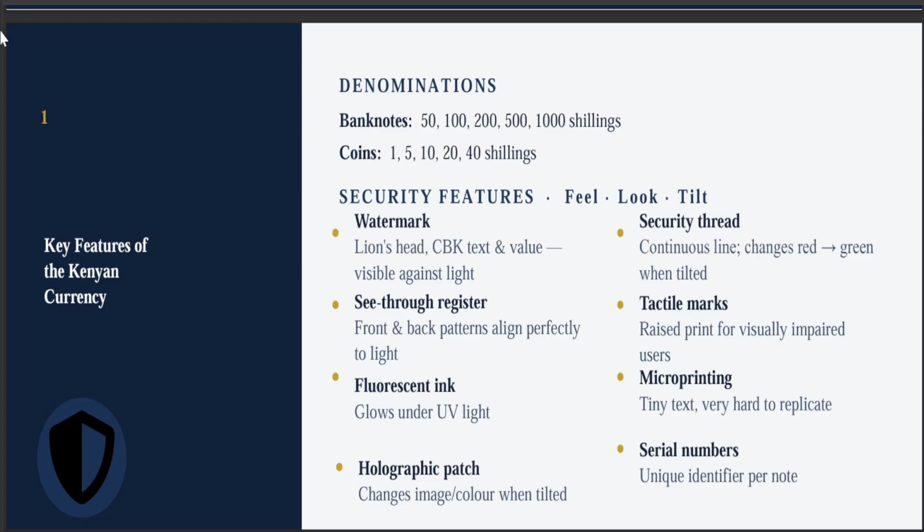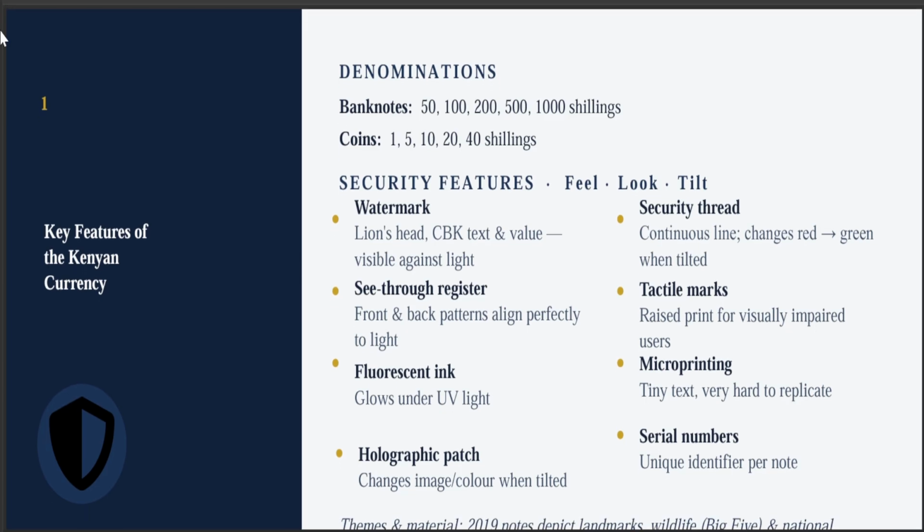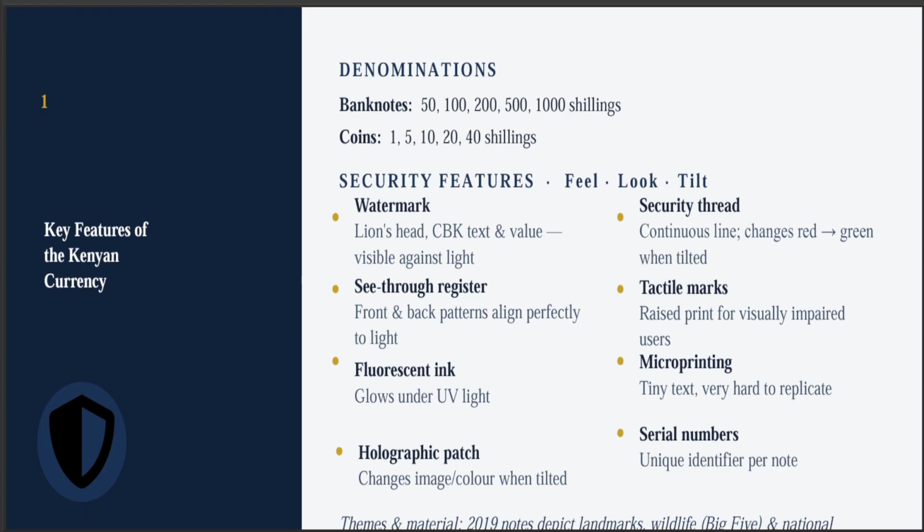Now, obviously, there are the key features of money or the Kenyan currency. We have denominations. By the way, you have banknotes and we have coins. So we have banknotes of 50, 100, 200, 500, 1000 shillings, and we also have coins of 1, 5, 10, 20, and 40 shillings. The security features that we have include the feel, the look, and the tilt.